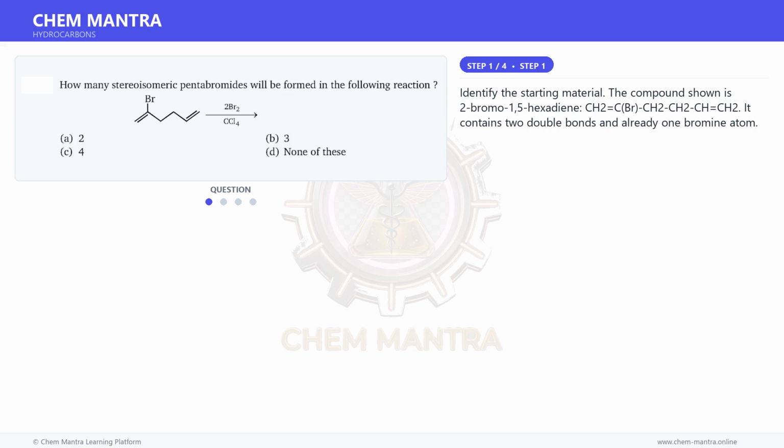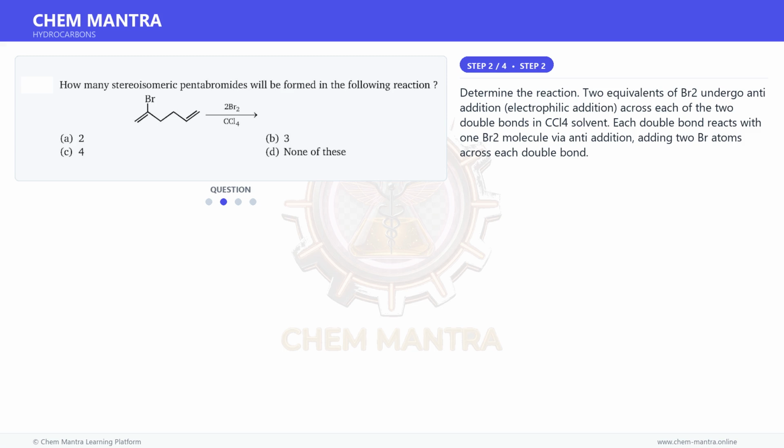Identify the starting material. The compound shown is 2-bromo-1,5-hexadiene, CH2=CBr-CH2-CH2-CH=CH2. It contains 2 double bonds and already 1 bromine atom. Moving on to the next step.